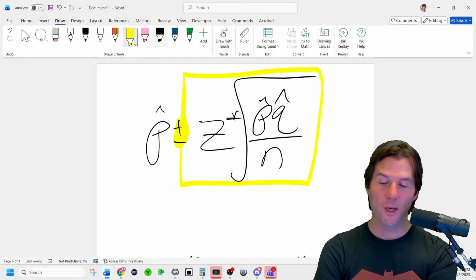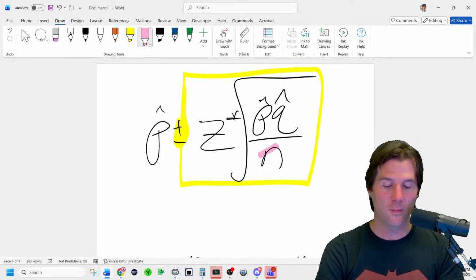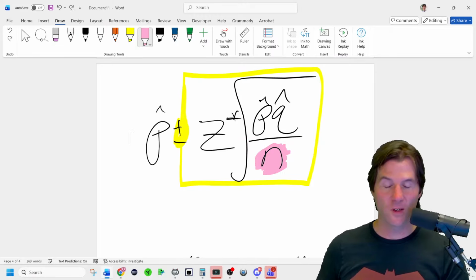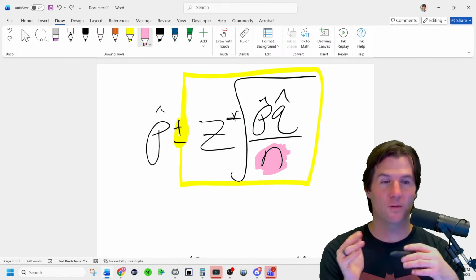Now, we are whatting by n. I'm trying to let you know that it's in the denominator, so we are whatting by n. Very important to know when you look at this. We are dividing by it.